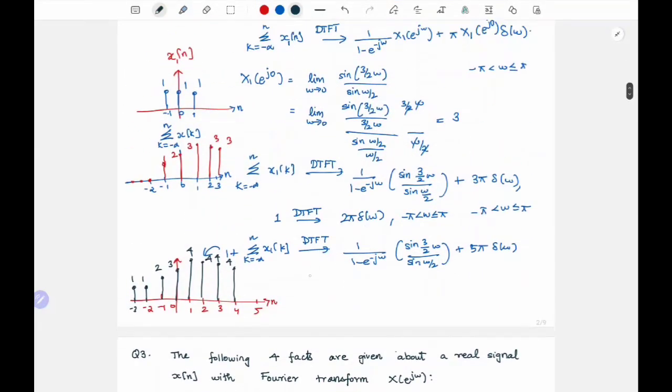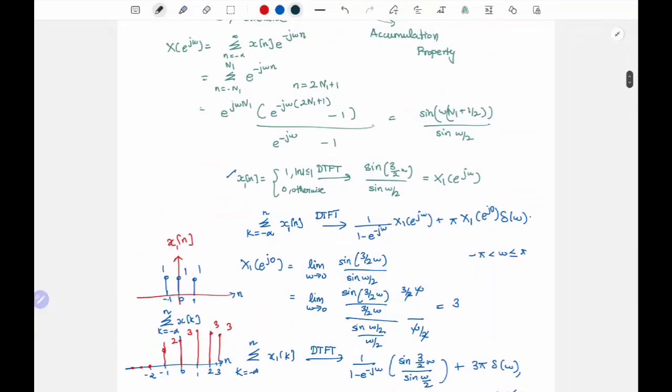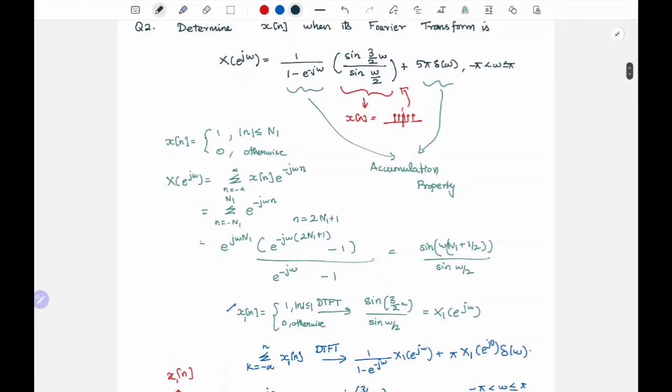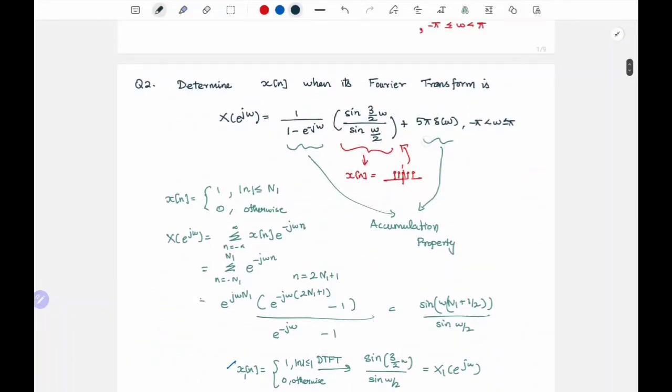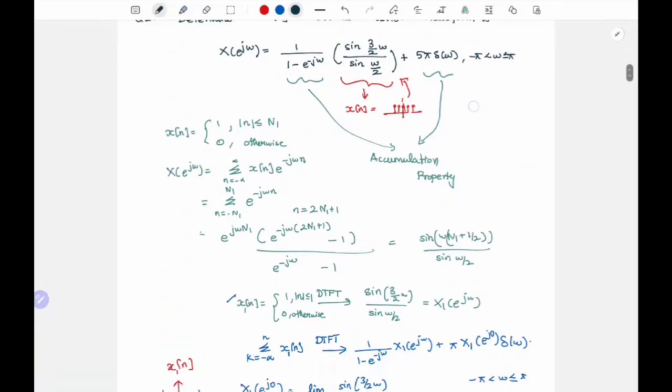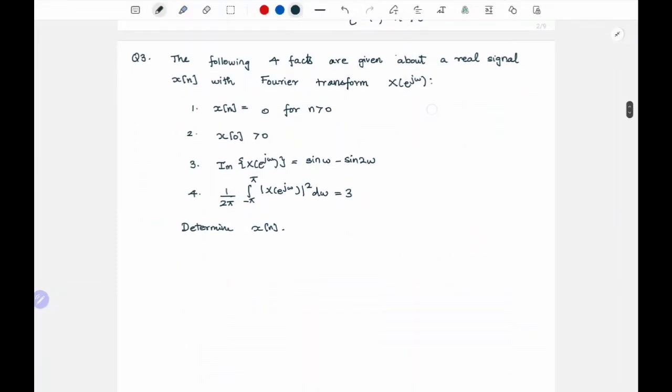If you want you can write it in this term. So your x of n is nothing but 1 for n less than minus 1, 2 for n equal to minus 1, 3 for n equal to 0, 4 for n greater than 0. So this is your x of n. So here we have used the accumulation property and the Fourier transform of x of n being a rectangular kind of sequence, and we derived the x of n corresponding to this x of e power j omega. Okay, moving on to the next question.